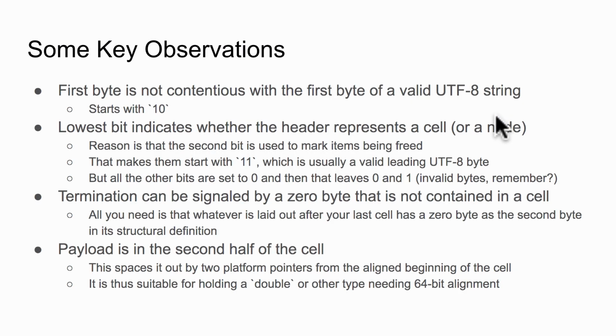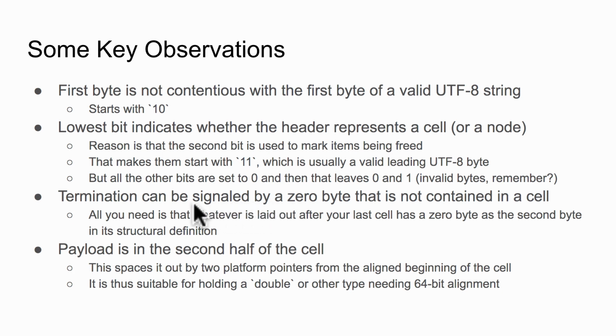Skipping on, all right. The first byte is not contentious with the first byte of a valid UTF-8 string, and starts with 1, 0. The lowest bit indicates whether the header represents a cell or a node. And the reason is that the second bit is used to mark items being free. Now, that will make them start with 1, 1, and that's actually a valid leading UTF-8 byte format, but it's free. You're never supposed to be having these free pointers, so we just use that as a signal. In valid code, you should never be receiving a cell or a series that starts with 1, 1.